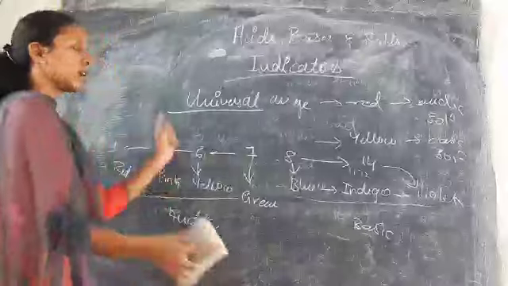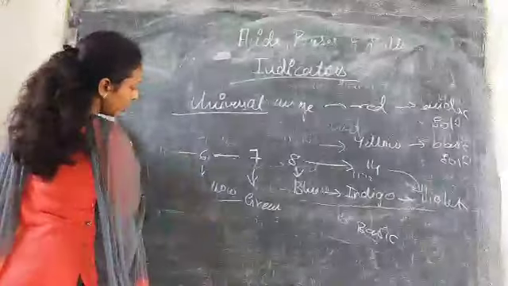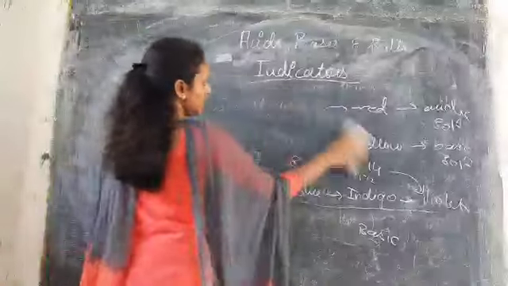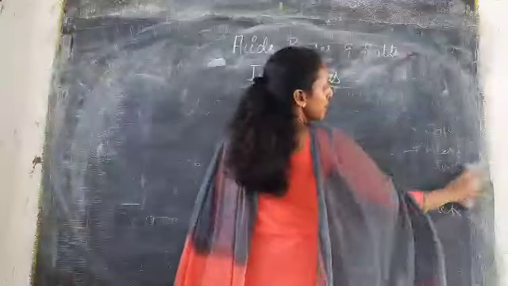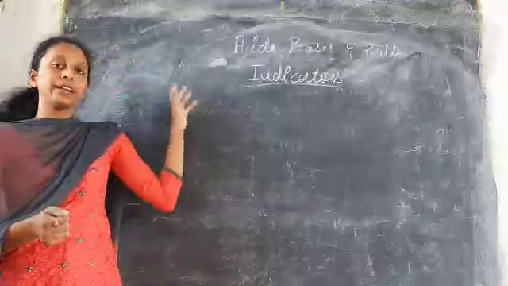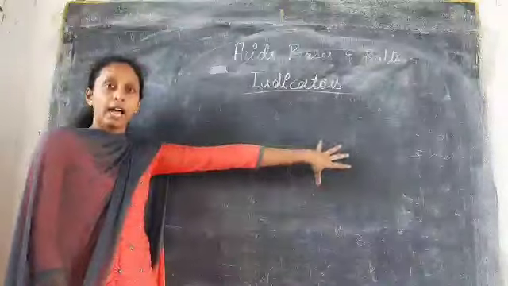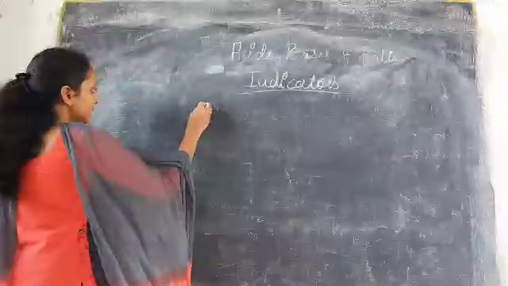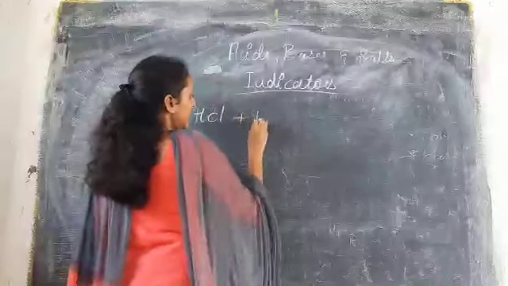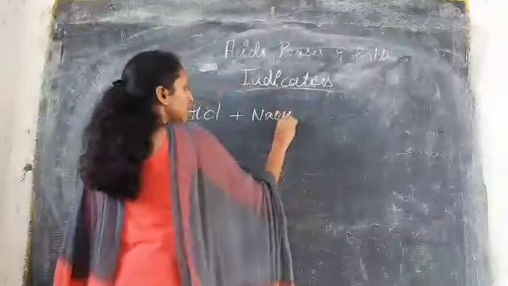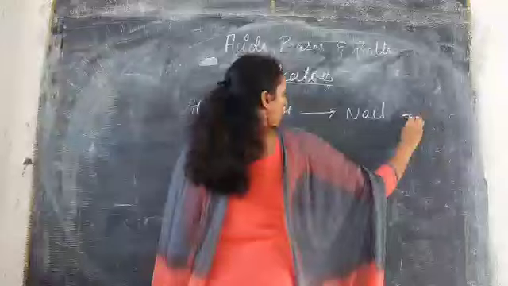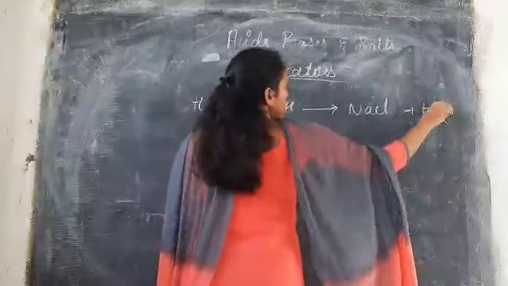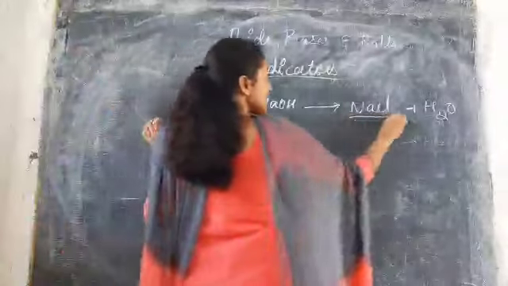So this is about the indicators. Next we will try to cover neutralization. I already mentioned what neutralization is. Neutralization plays a very important role, because when an acid is treated with a base, it will form a salt and also water. For example, HCl treated with NaOH will form NaCl plus water. This NaCl is a salt.